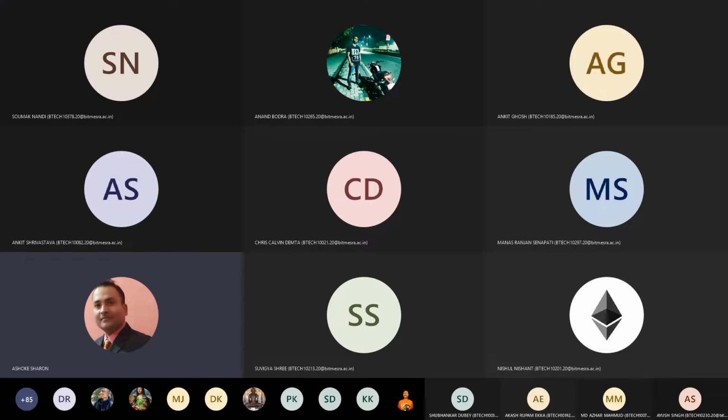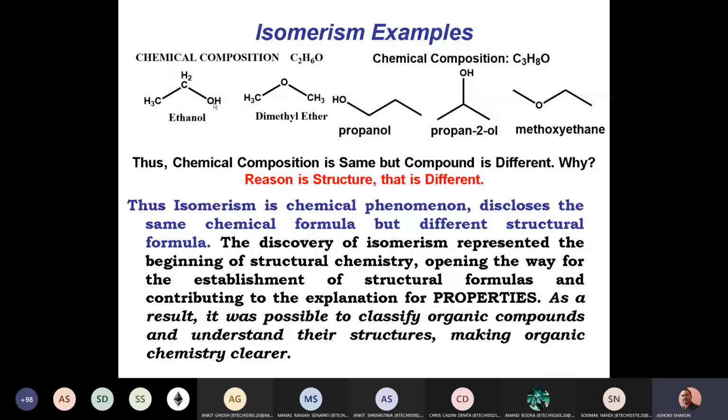We completed the discussion of isomerism, and then we saw a few examples of how ethanol and dimethyl ether are isomers, how the connectivity is different. That's why we say constitutional isomer, because the constitution actually changes. Like propanol, isopropanol, methoxyethane, the chemical composition is the same, but the compounds are different. And of course, there is a difference in the structure.